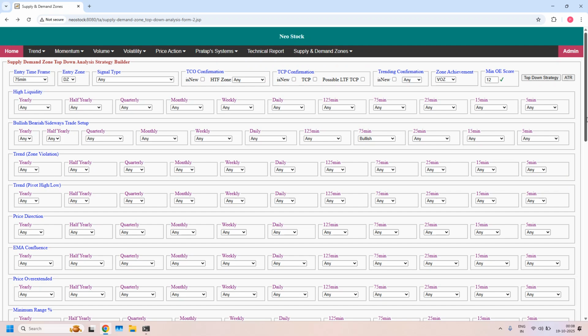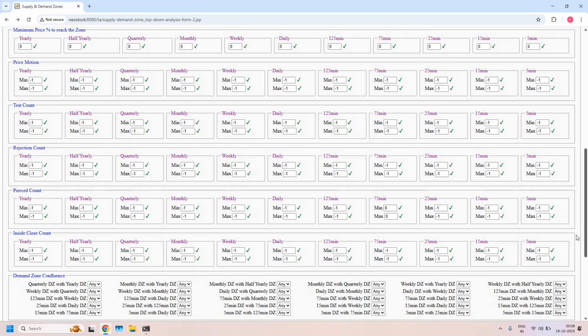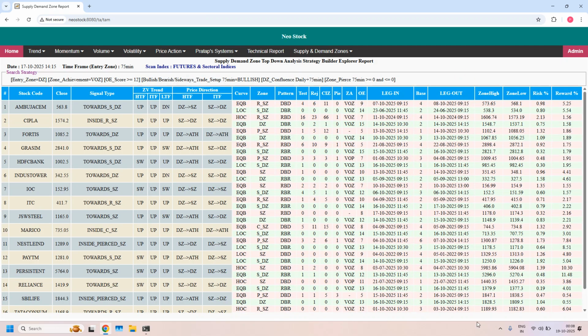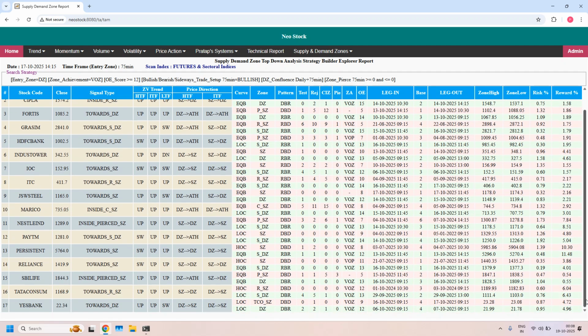So first step, LTF and ITF demand zone confluence. That is 75 minutes and daily demand zone confluence. Applying on the 21 stocks, we got 17 stocks. First 15 stocks in the list. Scrolling the list down. So total 17 stocks. In all the 17, 75 minutes demand zones overlapped with the daily demand zone.